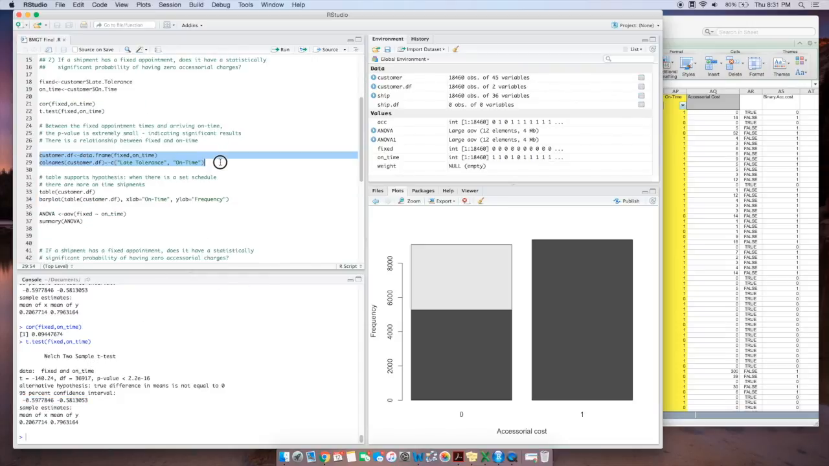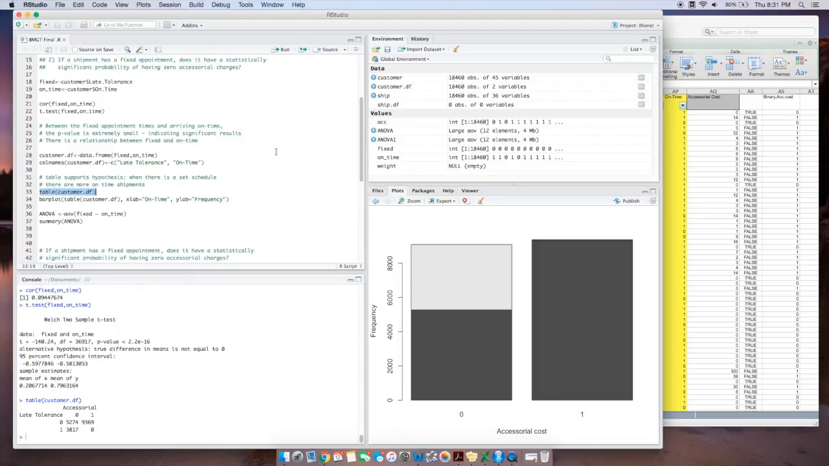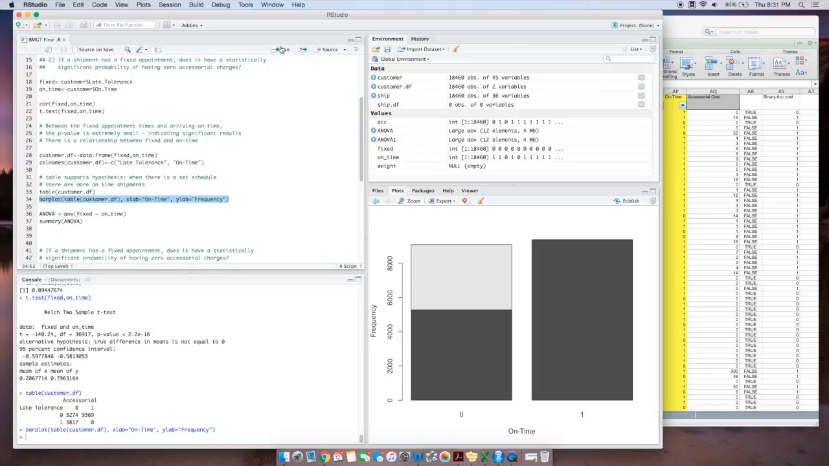Then I did some more data cleaning with late tolerance and on time, and put it into a data frame. Here I'm going to run table customer to show you what's in our table. The table supports what we hope, which is that when there is a set schedule, there are more shipments that are on time. And that shows up here on this bar plot.